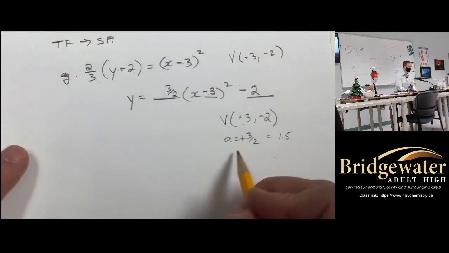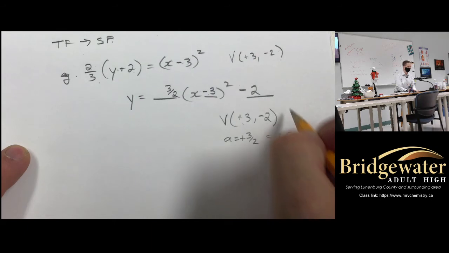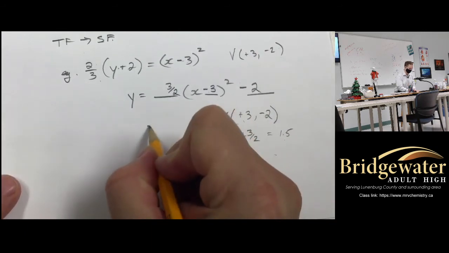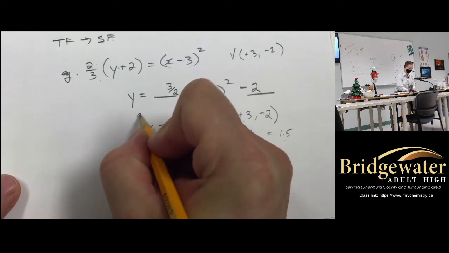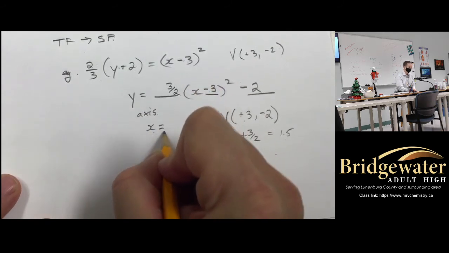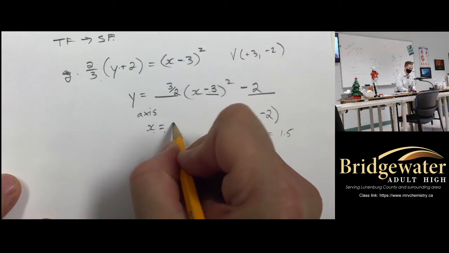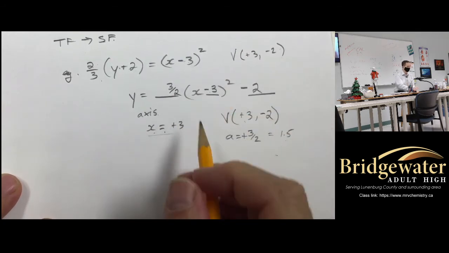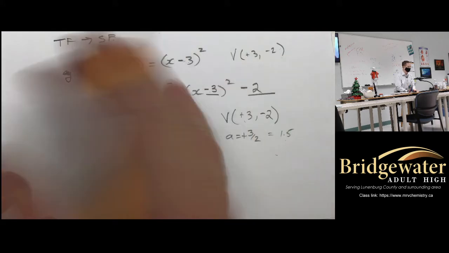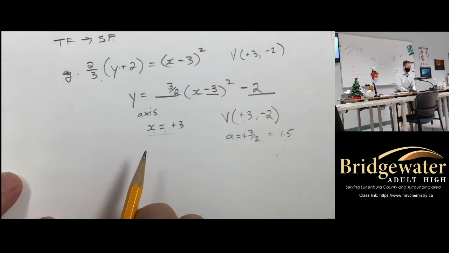So you go over 1, up 1.5. What else do we have? The axis of symmetry. Axis is spelled A-X-I-S. So what is X? It's plus 3, so it's positive 3. So there's a line going straight down through the 3. That's our mirror image.